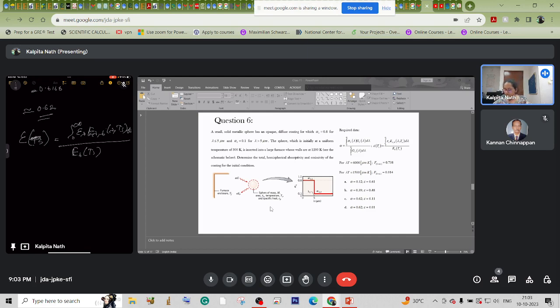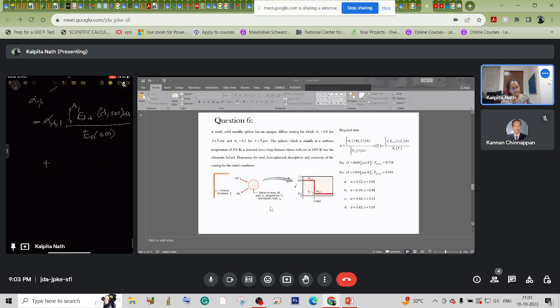Now since the surface is diffuse, we have epsilon lambda is equal to alpha lambda, that is the emissivity is equal to the absorptivity for that wavelength. Now we can simply replace it in a similar way as we have done in the previous part. So 0 to lambda 1 E lambda b, but this time for the small body, at 300, d lambda, upon E_b at 300, plus alpha lambda 2, lambda 1 to infinity E lambda b d lambda upon E_b at 300.